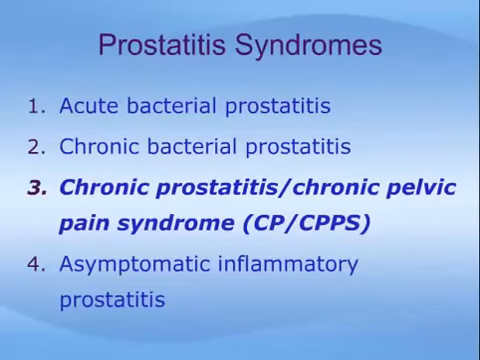Prostatitis is not a single clearly defined condition. Doctors have identified 4 distinct prostatitis syndromes as listed here: acute infectious prostatitis, chronic infectious prostatitis, chronic prostatitis chronic pelvic pain syndrome, or CPPS, and asymptomatic inflammatory prostatitis. These will each be discussed briefly, and the rest of this presentation will focus specifically on chronic prostatitis chronic pelvic pain syndrome, which is the most common and bothersome of the 4.